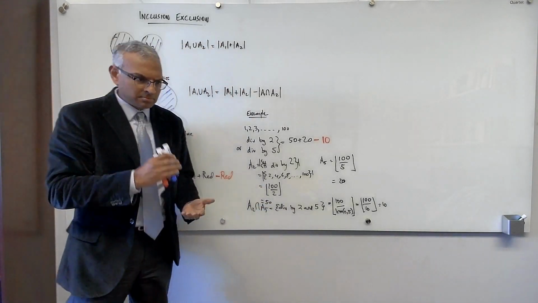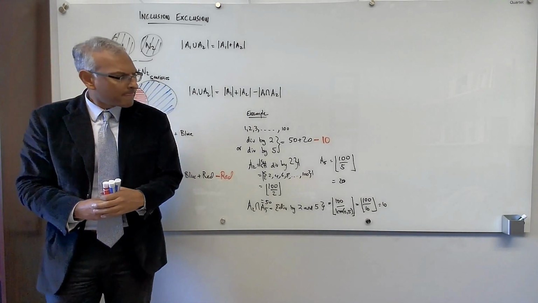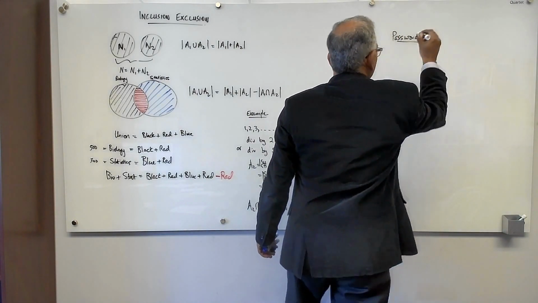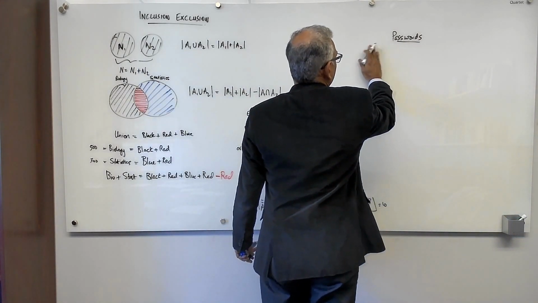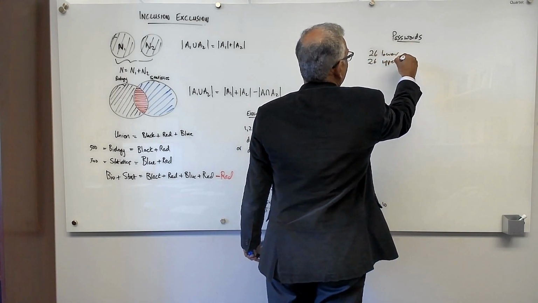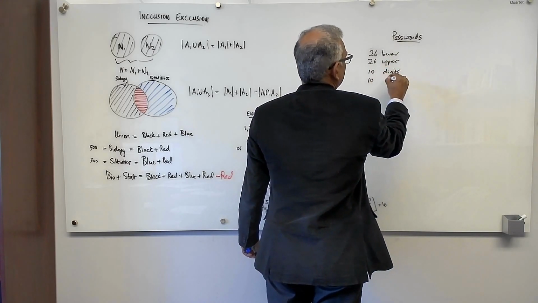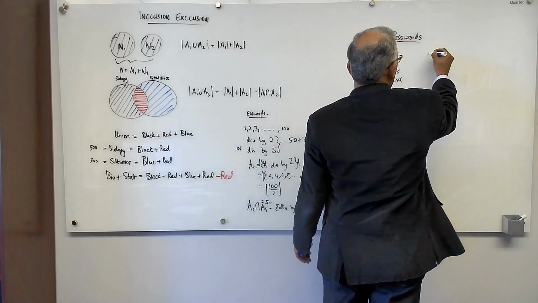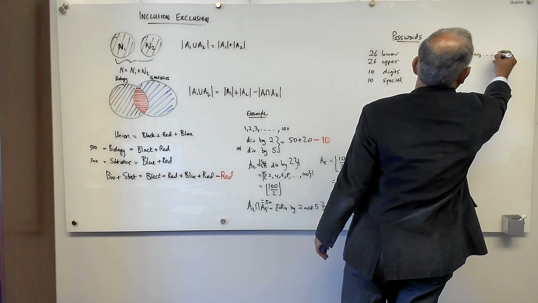Let's do another example. Okay. Passwords. So remember we talked about counting passwords. There are 26 lowercase characters, 26 uppercase, 10 digits, and 10 special, and the password has length 8. So the password is equal to W1, W2, W3, up to W8.